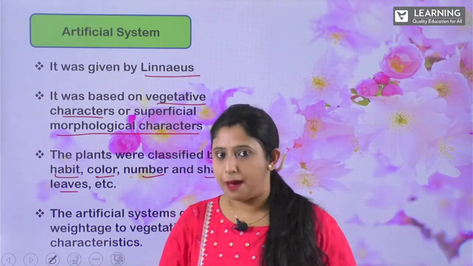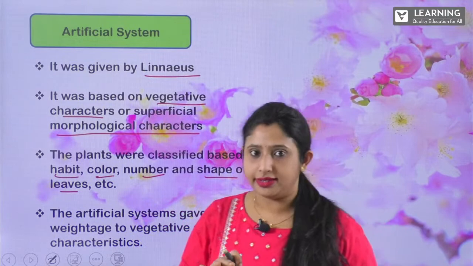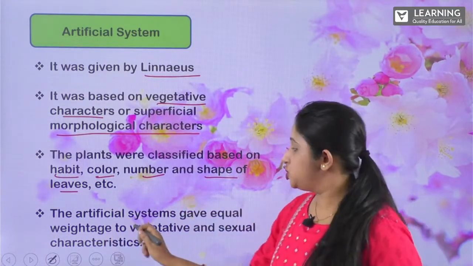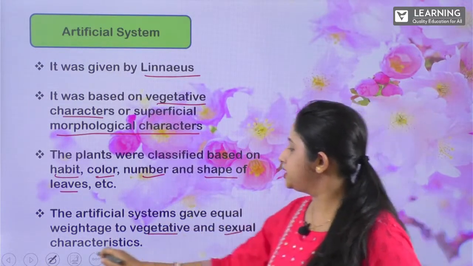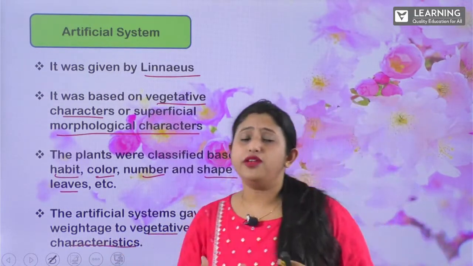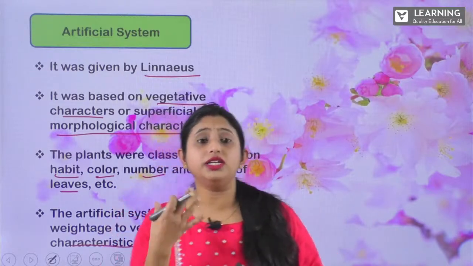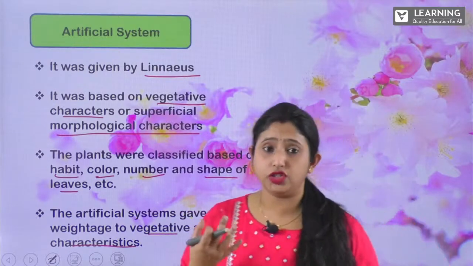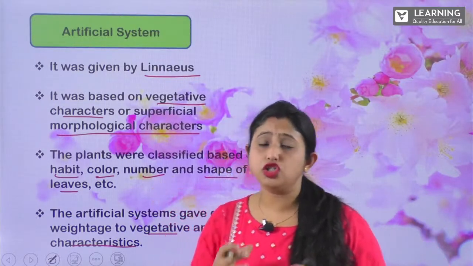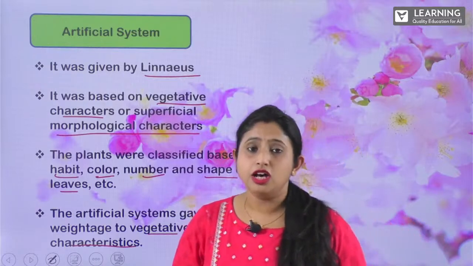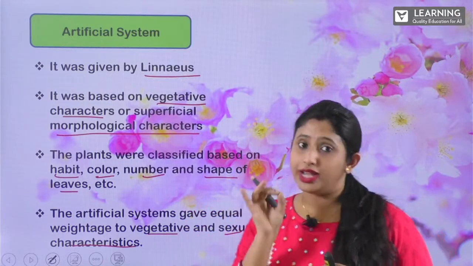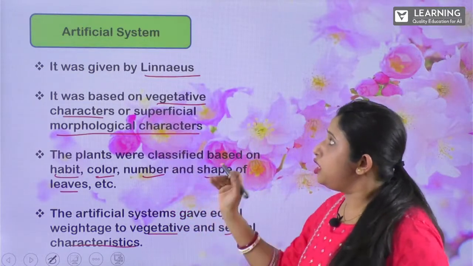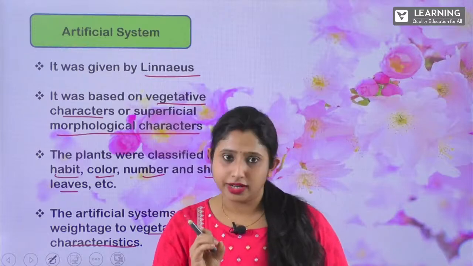Only the external appearance, not the internal appearance. Clear? Next, the artificial system gave equal weightage to vegetative and sexual characteristics. So when we give equal weightage to both types of reproduction, that is vegetative and sexual characteristics, it was difficult to identify the various plants. So that was the drawback of that artificial system of classification. Clear? So that is all about your artificial system of classification.